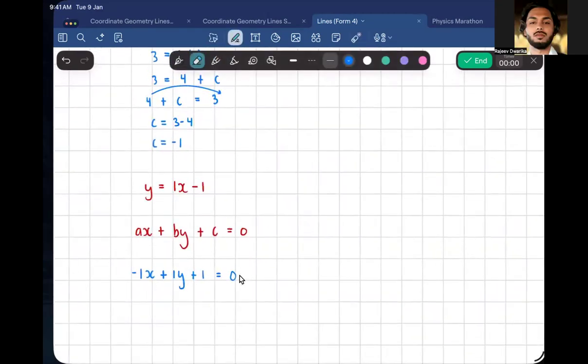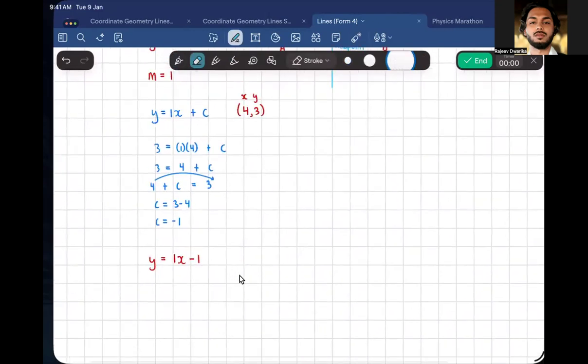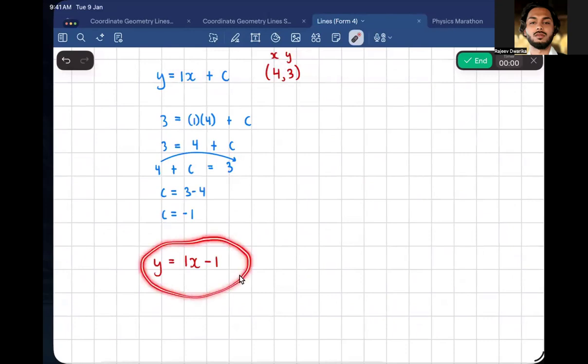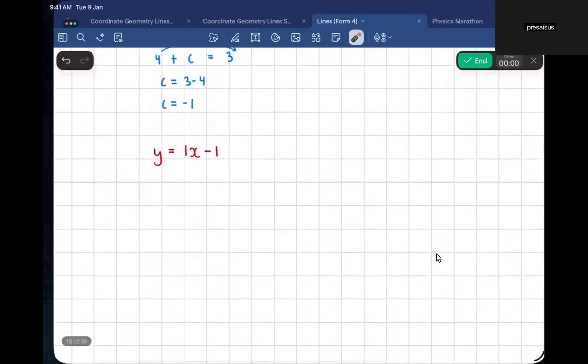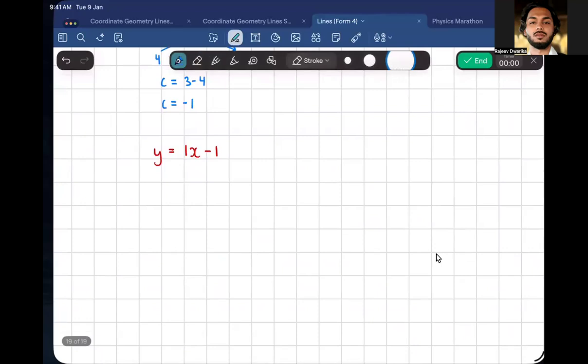Let me run through it one more time so that everybody understands what's going on. Perseus, you understand up to this point, right? y is equal to mx plus c. Yes, sir. Okay, nice. So they want it in the form ax plus by plus c is equal to 0. That's the form they want it in.